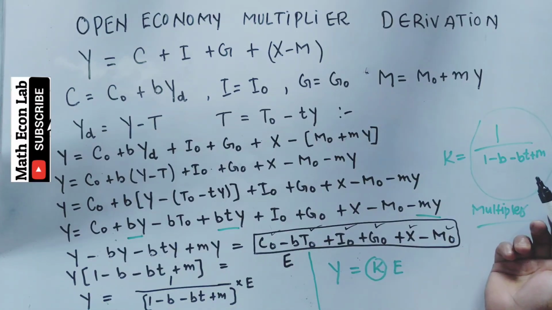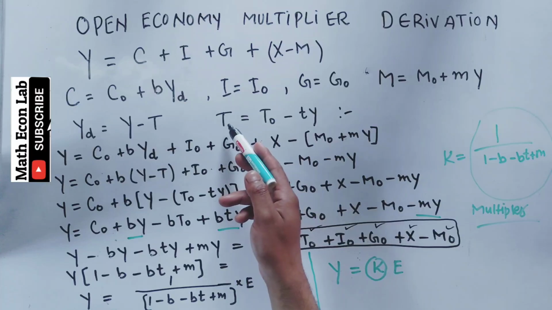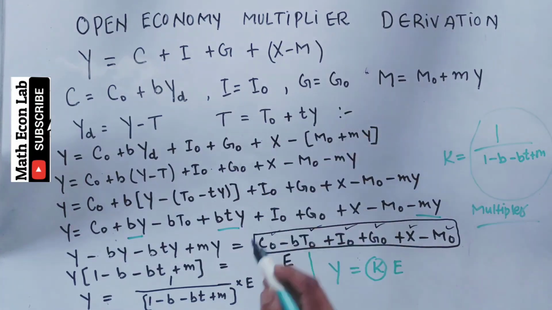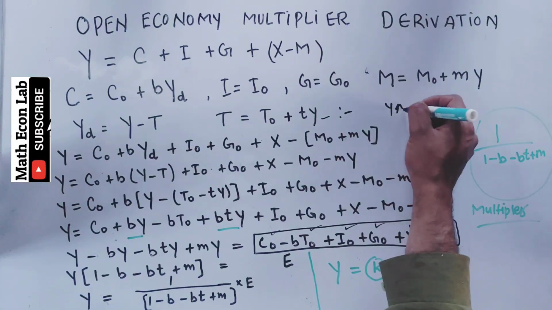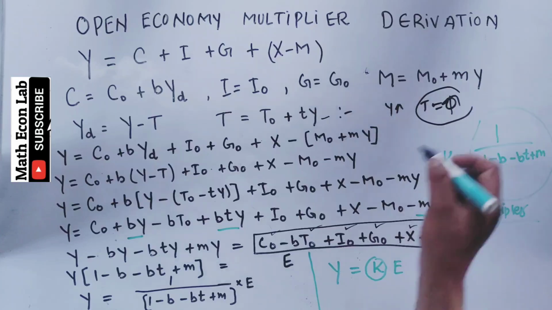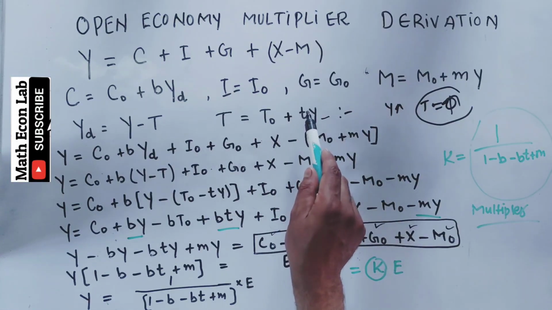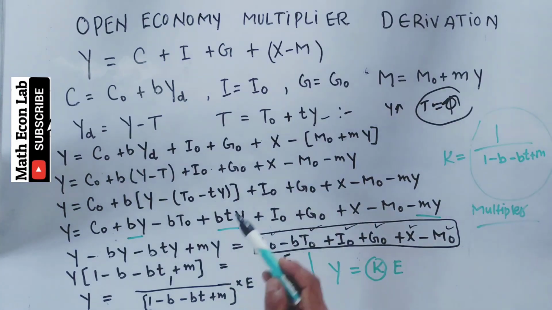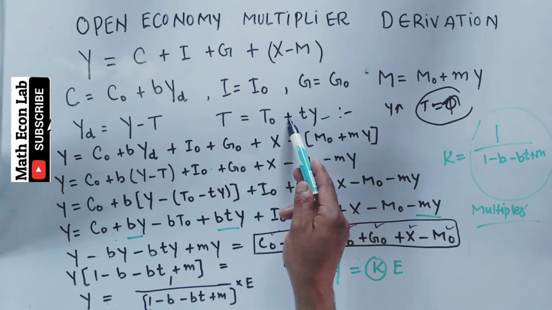But I guess I have made some mistake here. Here you can see tax is a positive function of income, not the negative function of income, so it is plus BtY. That is, tax is a positive function of income. When the level of income increases, tax revenue will increase. So T is equal to T naught plus the marginal rate of tax times the income. So it is a positive function of income. That means we need to write it as plus tY.